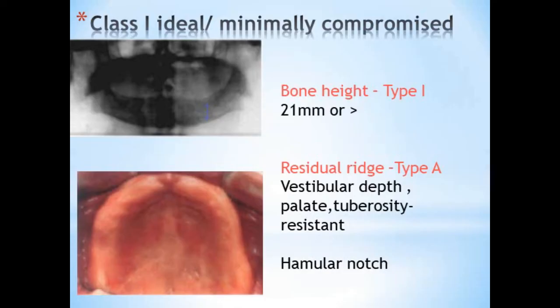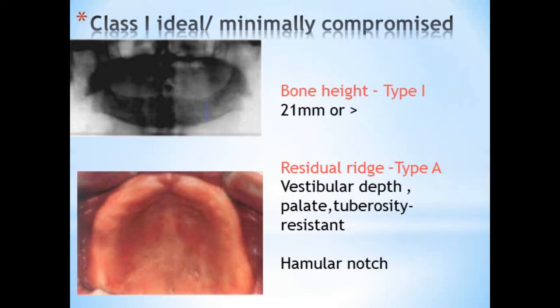Now let us see the features of each classification. So we know that class 1, that is ideal or minimally compromised, where the bone height is type 1, that is 21 mm or greater. This is measured at the area of least vertical bone height in an OPG. So that is 21 mm or greater bone height.